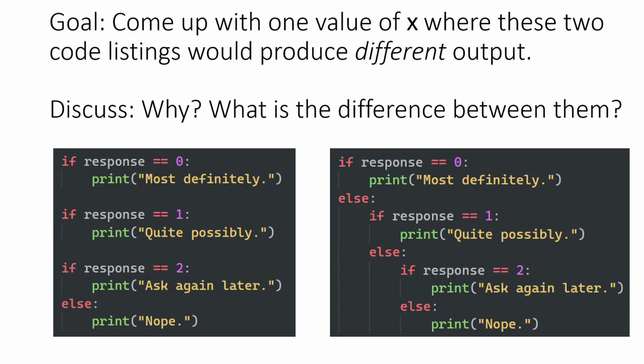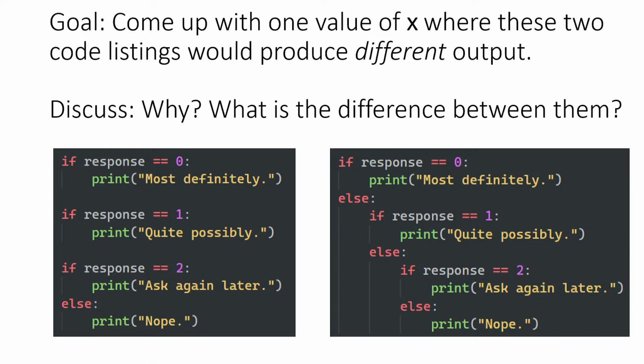Raise your hand if there was an input you could imagine that did lead to different outputs in this example. All right, I think I'm seeing most hands here, and you would be correct. Does anyone want to take a stab at trying to discuss or explain why there's a difference here?